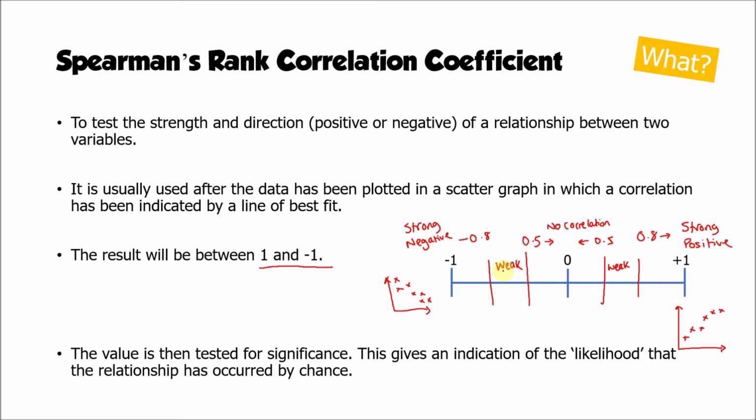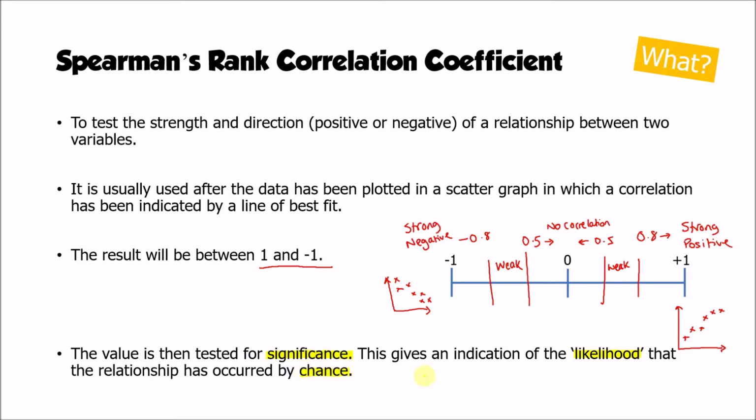It's very unlikely that we will get a result that is exactly 1 or -1. It's very often that we get a decimal of 0 point something. What we then have to do, and I'll explain a little bit more about this later on, is test that value for significance. What this means is we have to compare it to some values in a table, and that will give us the likelihood that that relationship has occurred at random or by chance.